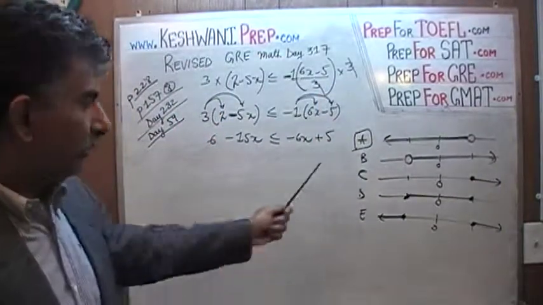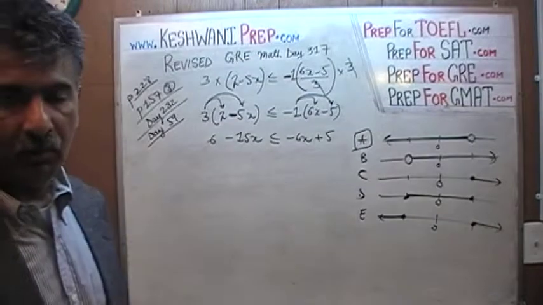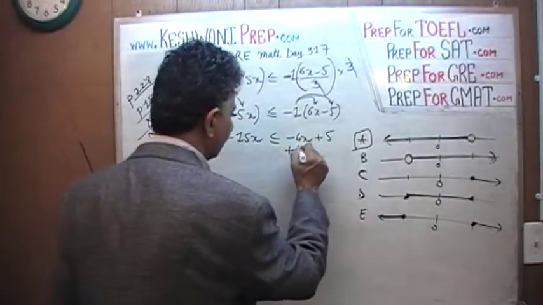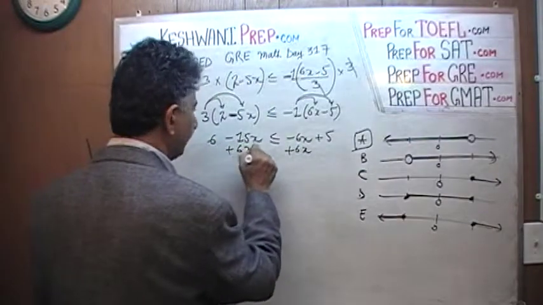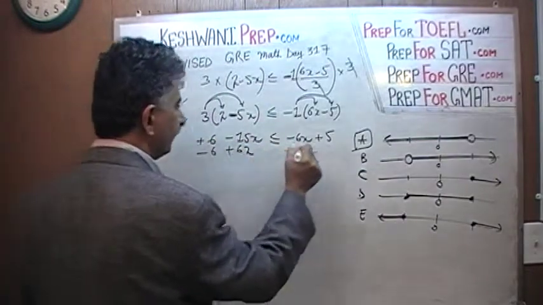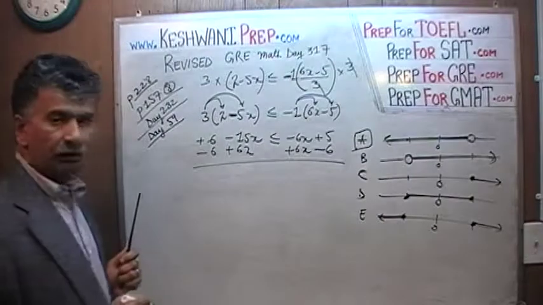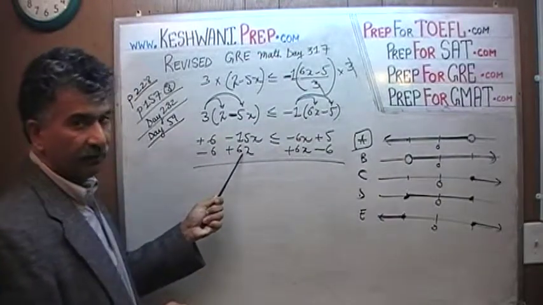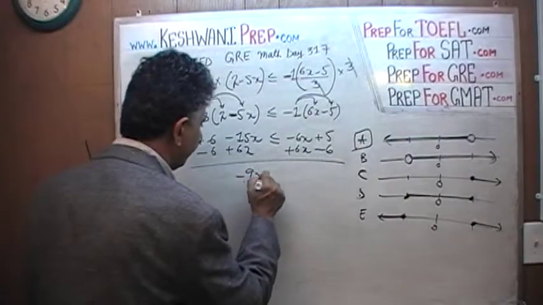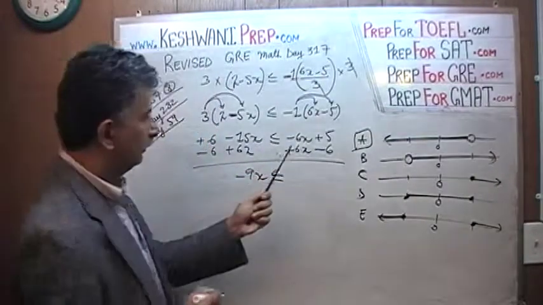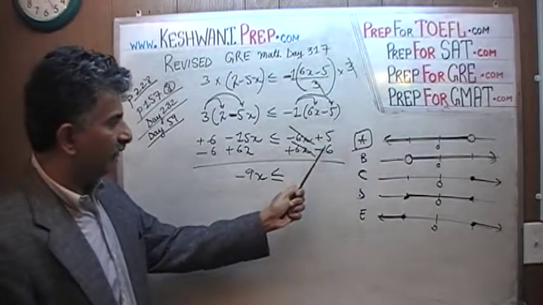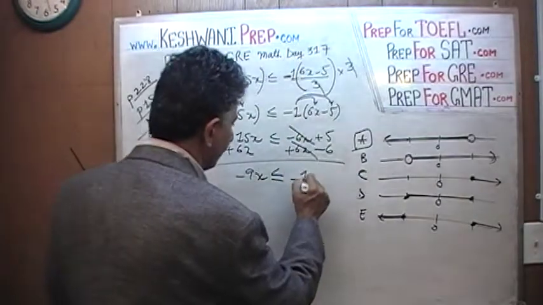Now what we have to do is bring all the x's to one side and all the constants to the other side. So let's add 6x to both sides, and let's subtract 6 from both sides. That's it, we are almost there. So negative 15x and a positive 6x gives us negative 9x, less than or equal to, and the negative 6x crosses out with the positive 6x. Here we have positive 5 and a negative 6, which gives us negative 1.